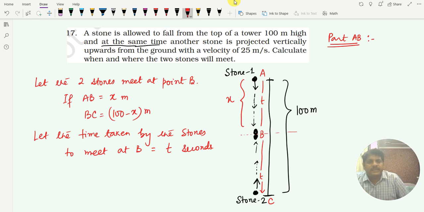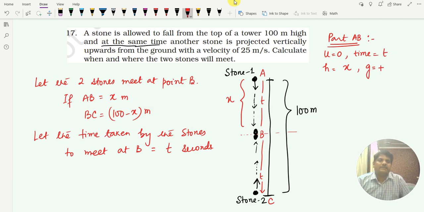अगर हम पार्ट AB को लेते हैं, the stone is dropped, so u is equal to 0. Time is equal to t. Distance is equal to x. हमने x distance travel किया है, और acceleration है plus, you can take 9.8, you can take 10 also here because there is nothing given. So let us take it as 10 meter per second square.